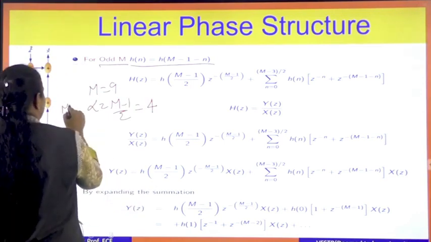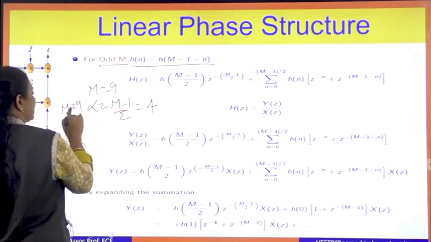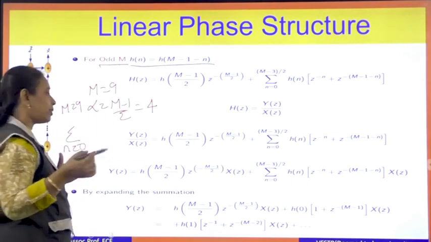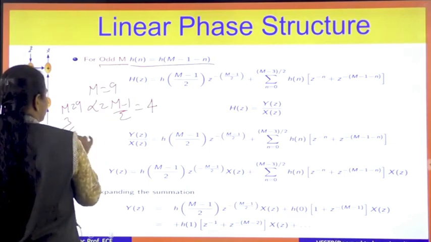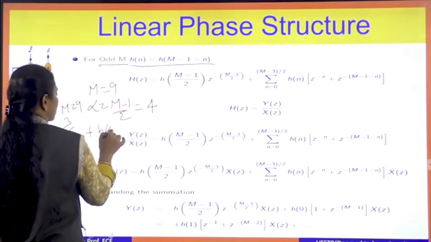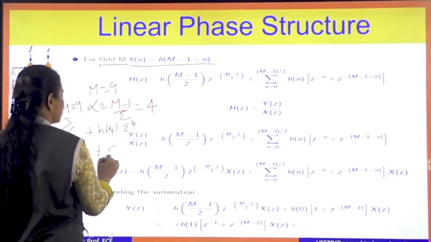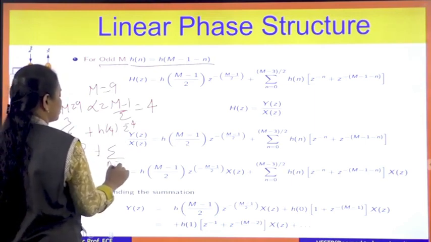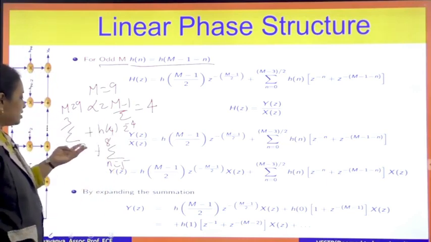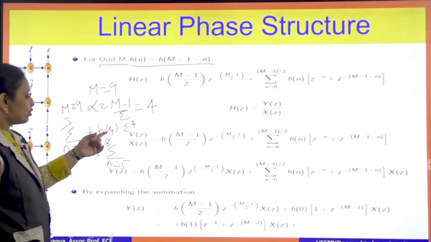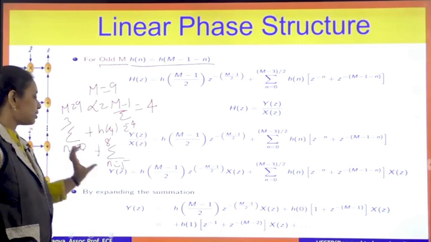So m is 9. So I can divide it from 0 to (m minus 3) by 2. m minus 3, 9 minus 3, 6 by 2, 3. Suppose 0 to 3 I am splitting. The next one will be what? h of 4 z power minus 4, plus another summation, the limit will be where? 5 to 9 minus 1, 8. See here, 0, 1, 2, 3, fourth value, 5, 6, 7, 8. So like this you have to split it. This is for one sample, this is for another sample.